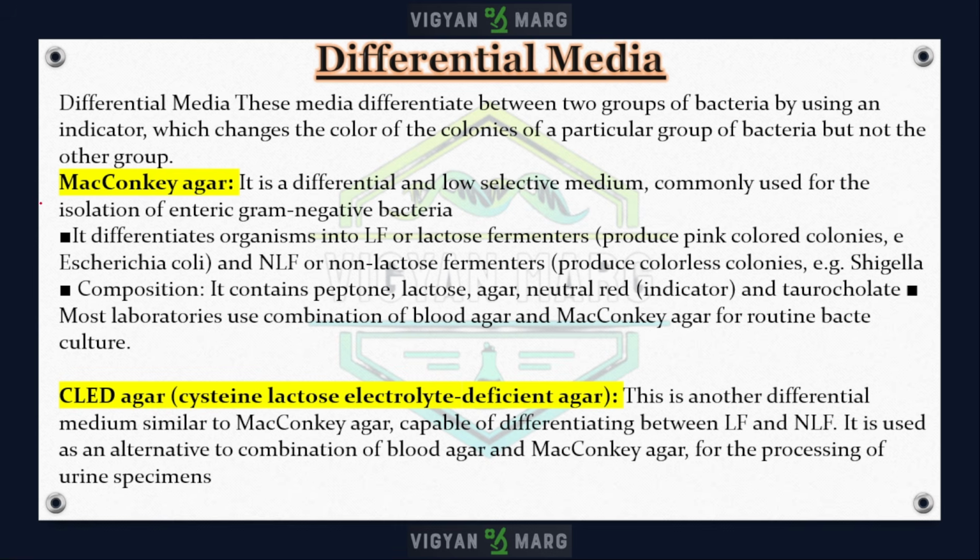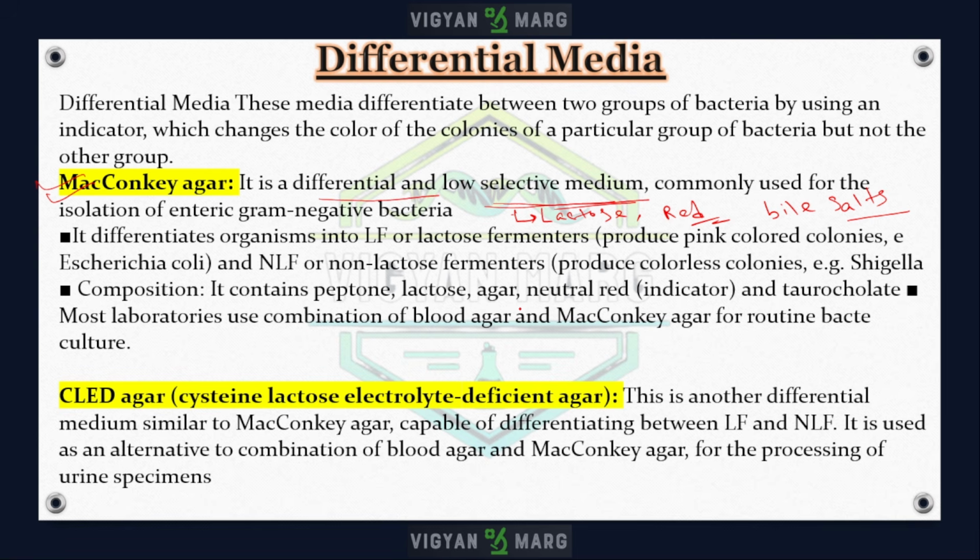The main example is MacConkey agar, which comes under differential media. It is both differential and also a low selective medium. It contains lactose, a red indicator, and bile salts.